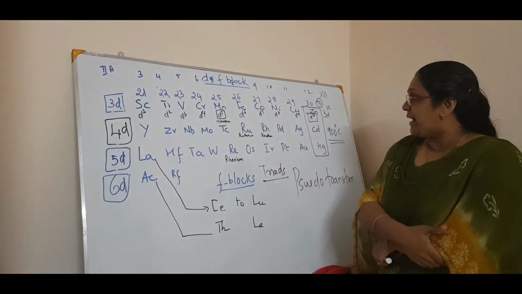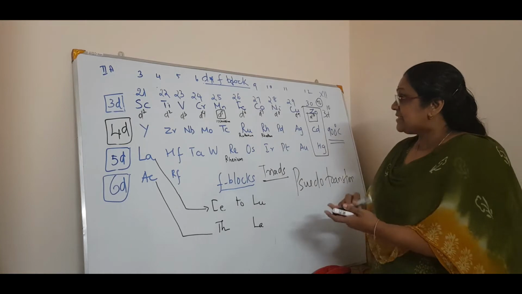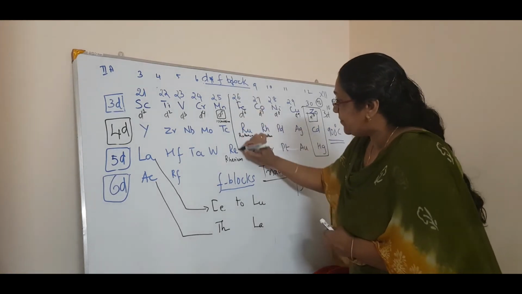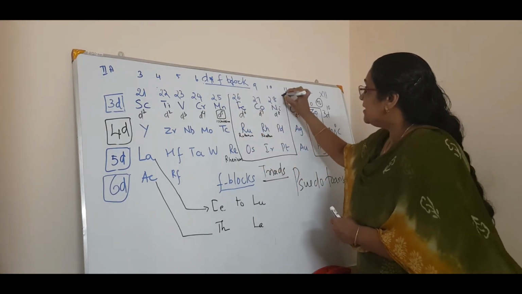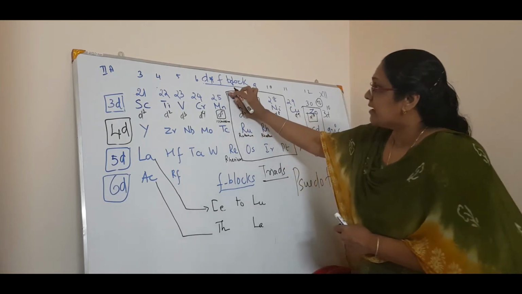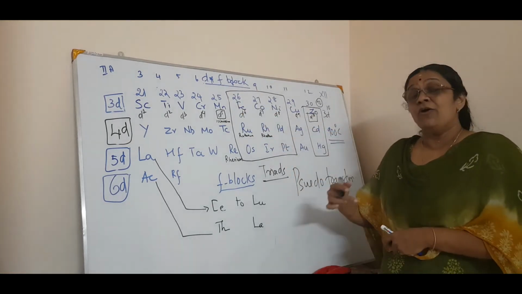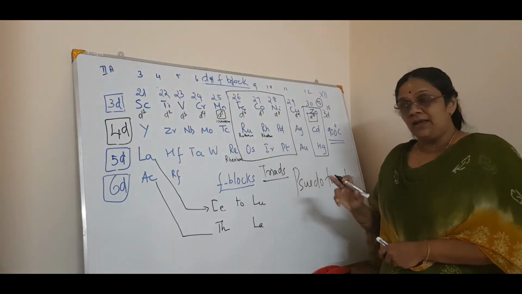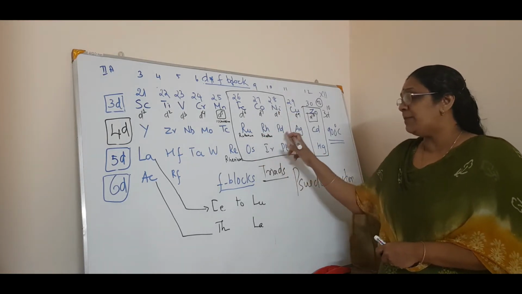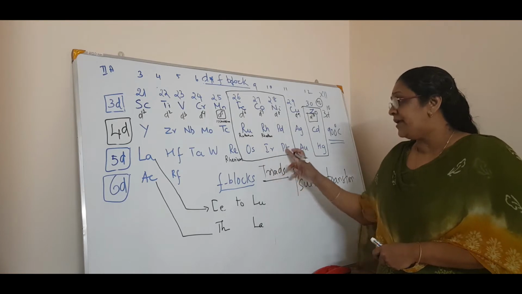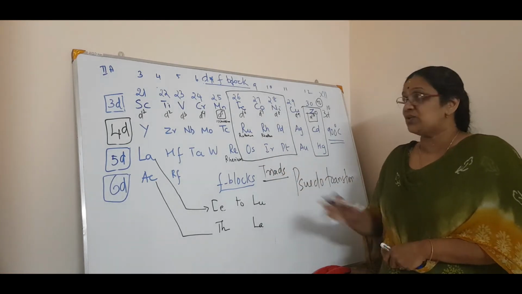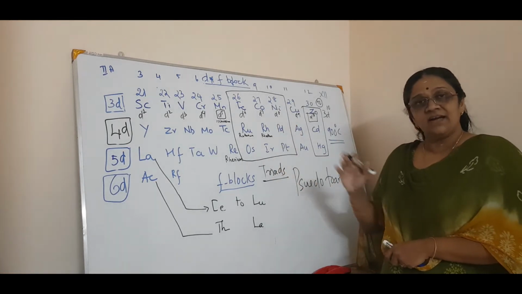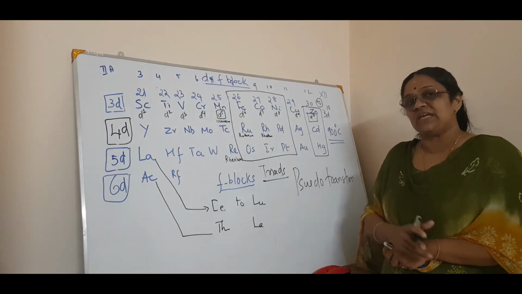Again, if you want to come back, these are called triads. Triads means the three elements. For studying also it is easier: iron, cobalt, nickel; ruthenium, rhodium, palladium; and osmium, iridium, platinum. These are called the triads in the d block elements, or even in the periodic table.